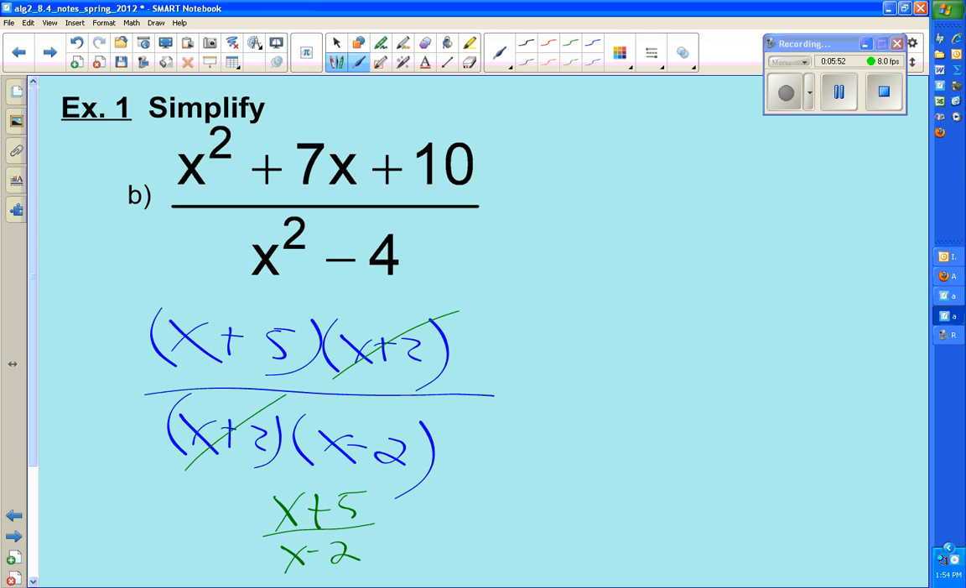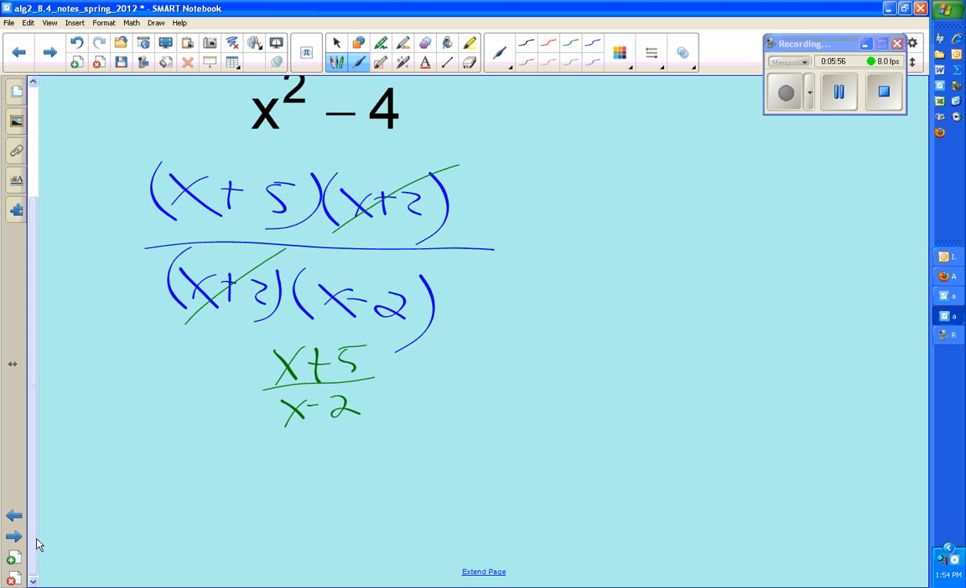Good Lord, Riley. You do too. No. Yes. Keep it. You keep it just like that. We can only cross cancel an x plus 5 on the top with another x plus 5.